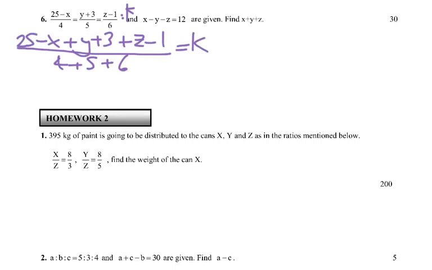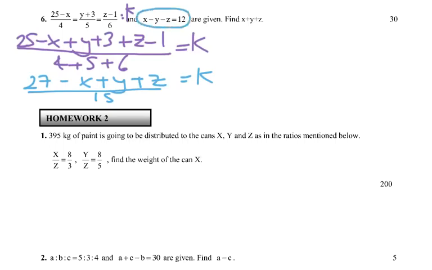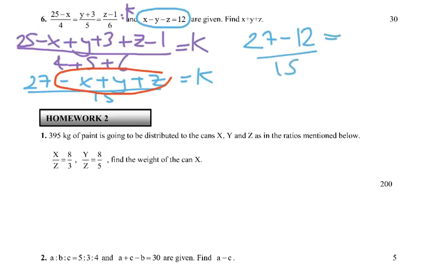We can then simplify this as 27 minus x plus y plus z, all divided by 15 is equal to k. And then with the extra bit of information here, x minus y minus z equals 12, well, we've got the negative of that. So what we've actually got then is 27 minus 12 over 15 is equal to k, and that means that k is equal to 1.